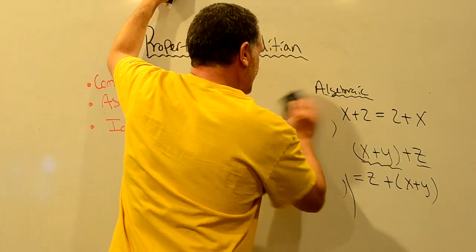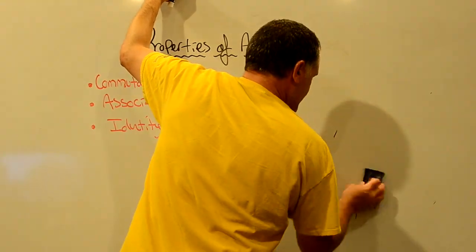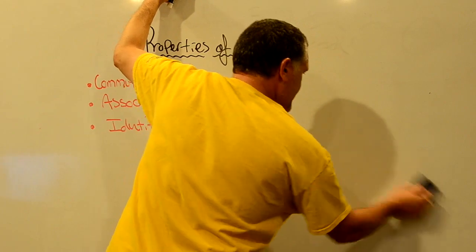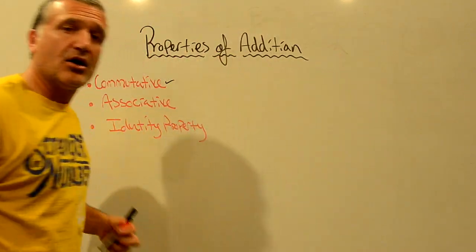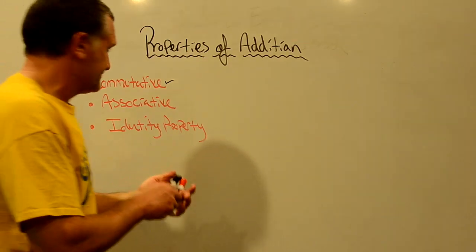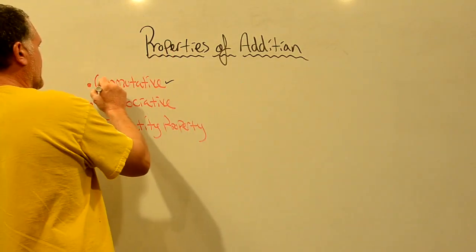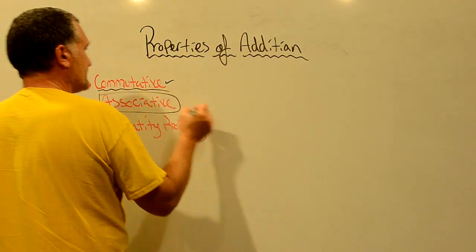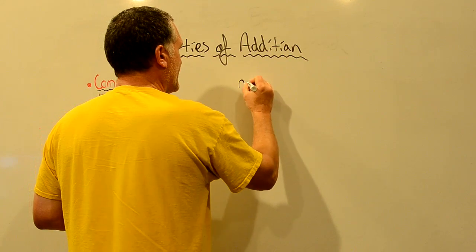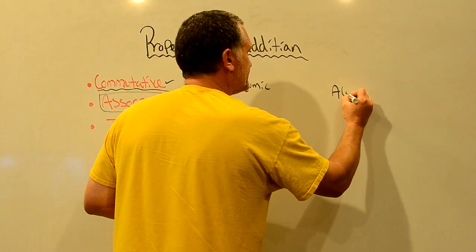What does the associative property look like, and what does it mean? The associative property has to do with how we are grouping our terms in our statement. So, again, I will give you numeric examples. So we did commutative. We're now looking at associative here. So we'll do numeric and algebraic examples.